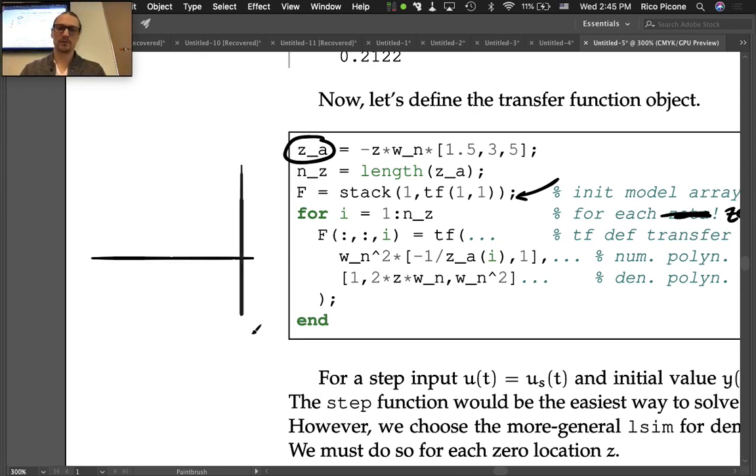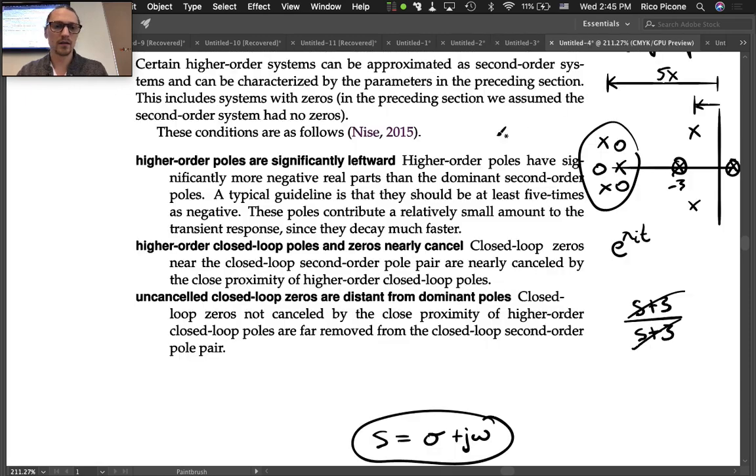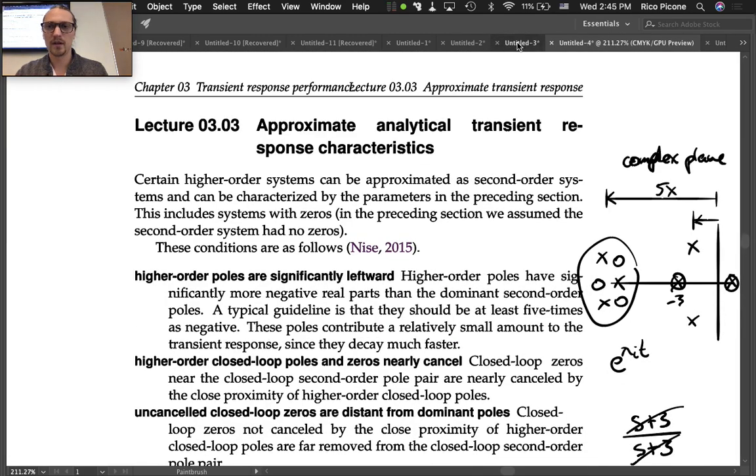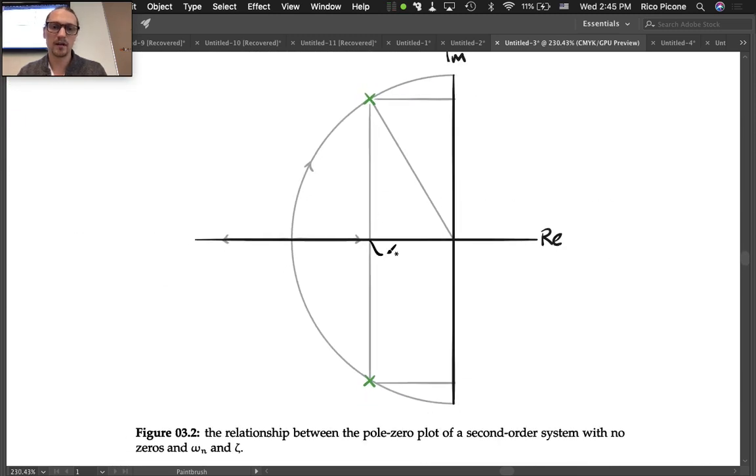our second order pole pair, okay, zeta of 0.3, let's say it's around there. And remember that according to this relationship here, this is negative, let's see. Yeah, it's negative zeta omega n. I was going to try to bring it back from before, but it won't come back. So this is negative zeta omega n.